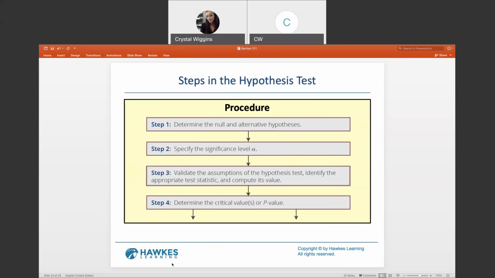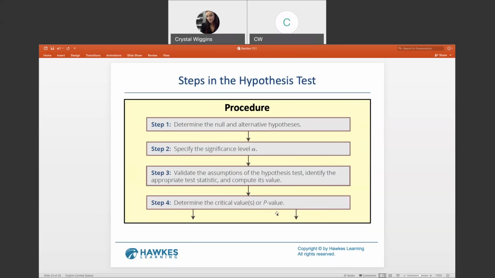Step 3 is to validate the assumptions of the test. Remember, from this point on, we are using the central limit theorem. So if it's the means, we have to see if the population is normally distributed or the sample size grabbed is larger than 30. If it's not, then the population needs to be normally distributed. And if we're talking about proportions, then we do n times p and n times 1 minus p and make sure both of those values come out to greater than 10. Then you calculate either the critical values or the p-value.